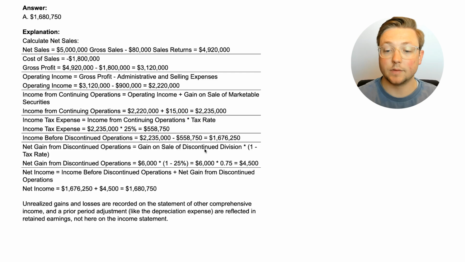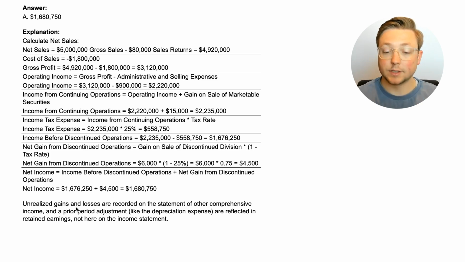We take the gain from the sale of the discontinued division and multiply it by one less the tax rate, and that gives you the amount of the discontinued operations that is considered income. So we add that to the income before discontinued operations, and that gives us the total net income, which again is the income from continued operations, all of which was calculated up here, and then we add the income, in this case, from the discontinued operations, giving us $1,680,750 of net income.